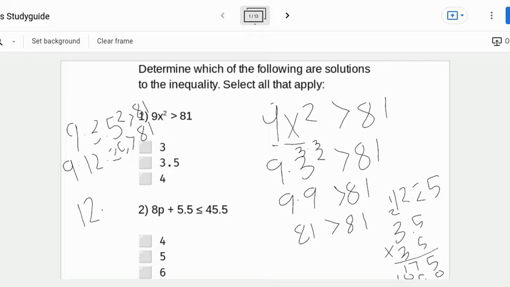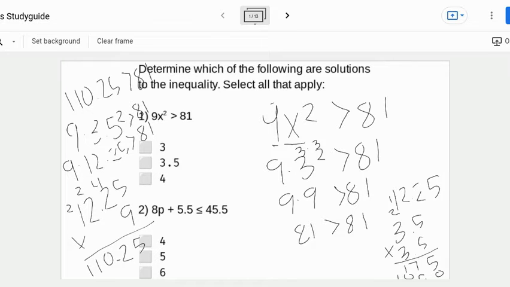So we're going to go 12.25 times 9. 9 times 5 is 45. 9 times 2 is 18, plus 4 more is 22. 9 times 2 is 18, plus 2 more is 20. 9, 10, 11. Then we have 2 decimal places. So when we do this, we have 110.25 is greater than 81. Yes.